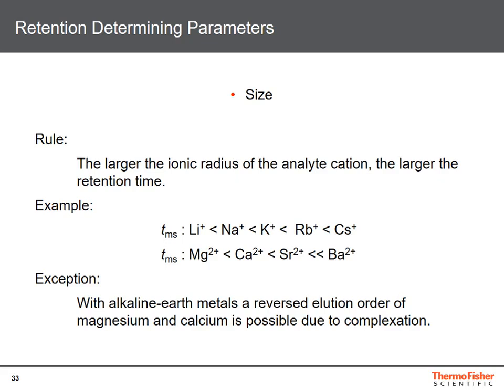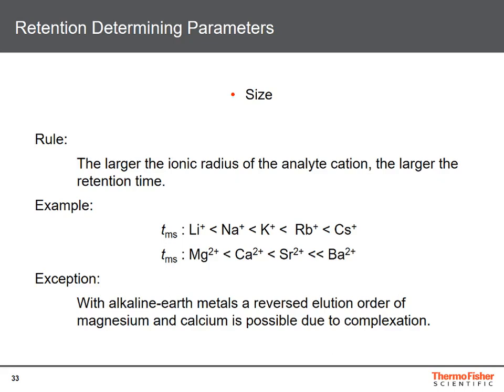Typically, the elution order for alkaline earth metals is exactly the same according to the radius. That means magnesium always elutes first, followed by calcium, strontium, and barium. However, with alkaline earth metals, a reversed elution order between magnesium and calcium is possible and has been described in literature due to complexation.